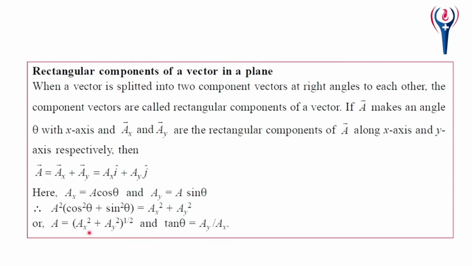Rectangular components, we only discussed. Ax equal to A cos theta. Suppose a vector A makes a certain angle theta like this. Then this A vector is resolved into two components, Ax or A cos theta, and here is Ay or A sin theta.